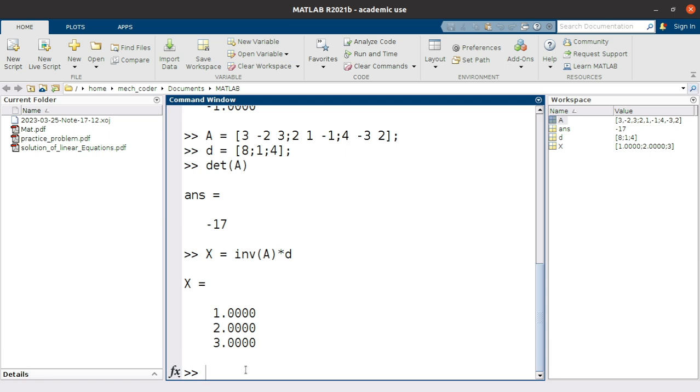Right now we just saw only 2 and 3 equations. If you have multiple equations, 10 or 100 linear equations, you can easily solve them by creating this matrix A and this column vector D, and we just have to simply call this command x is equal to inverse of A times D. Inverse of A exists only if the determinant of A is non-zero.